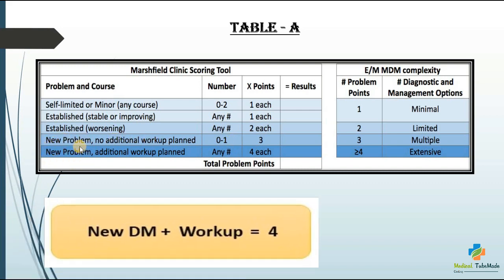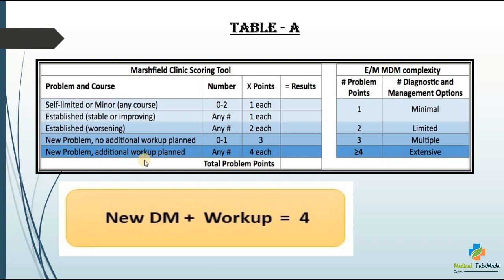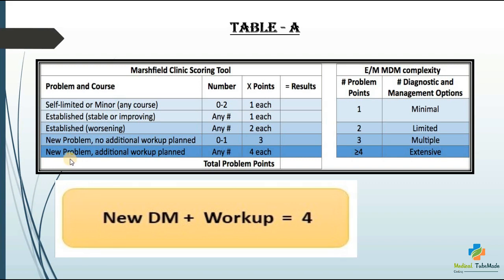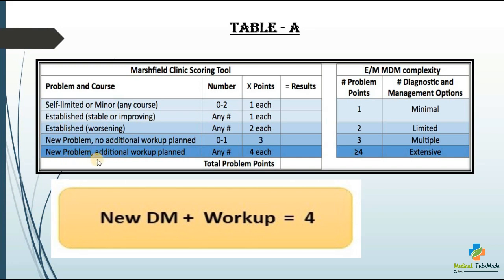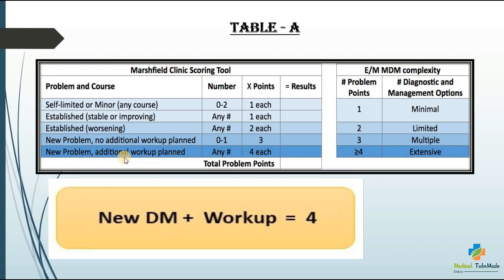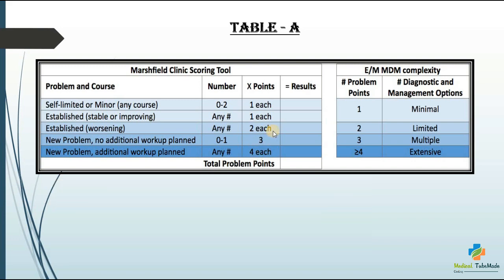Then new problem with additional workup. New problem with additional workup means you can take 4 points. For example, the patient came for head injury, and for that condition the physician may order CT head, ultrasound, X-ray, any lab order, any injection given; all types of intervention you can consider workup. Okay, so new problem with additional workup means you can take 4 points. So this is table A, and here one more table is there. Here you can see these are the points and this is the table A final.